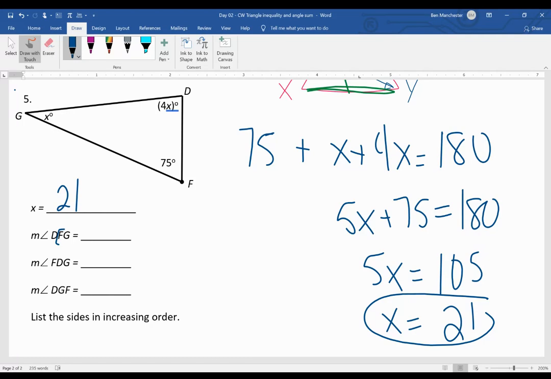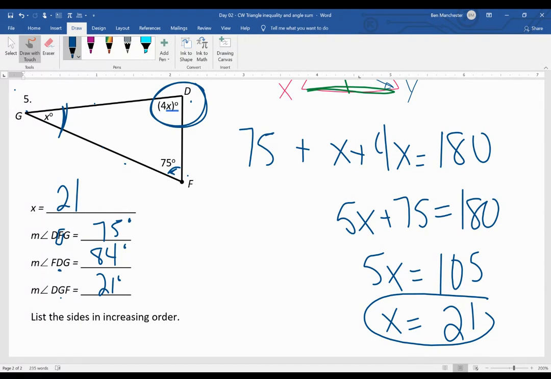Okay, so now let's plug that in. DFG. So F is the letter in the middle. So D to F to G is this angle right here, 75 degrees. Okay, we're looking for the letter in the middle. D is this angle up here. 4 times 21 is 84 degrees. And then G is the letter in the middle, so that's talking about this angle here. FGD must be 21 degrees.